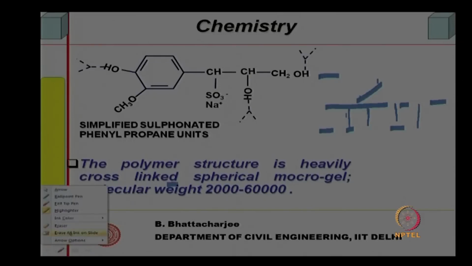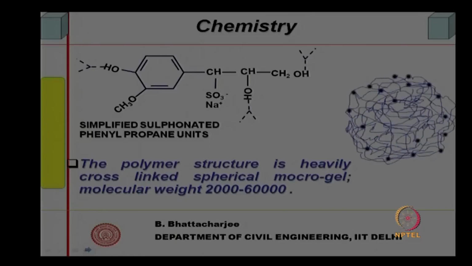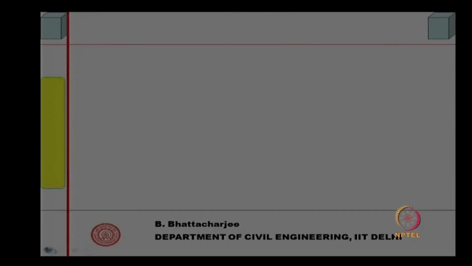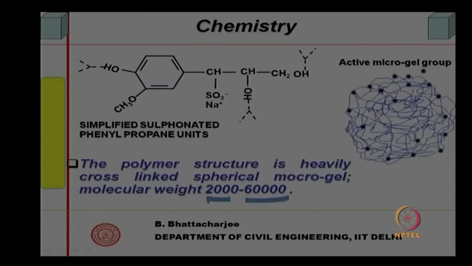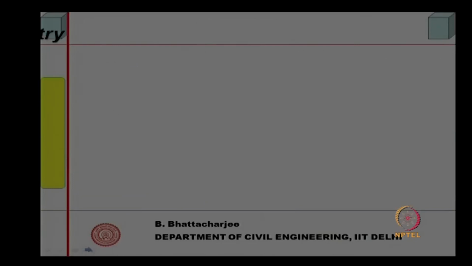So, the polymer structure is heavily cross linked, and they form a spherical microgel like this. These are the active microgel groups, and you can see they are all cross linked in a 3D structure. So, it is almost like a heavily cross linked spherical microgel. Its molecular weight, of course, varies from 2000 to 60,000 on the normal carbon 12 scale.